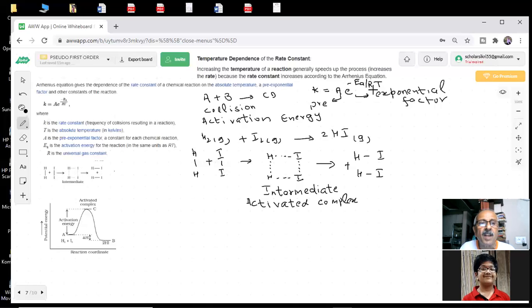Some energy is there. It is not zero. There is already some kinetic energy of the molecules with which they are moving, and now they are going to collide. And here is a mountain which I have shown, where the activated complex is formed at this point. After this, it can go back or it can dissociate to form the products. So here you see this gap which I have shown, the activation energy.